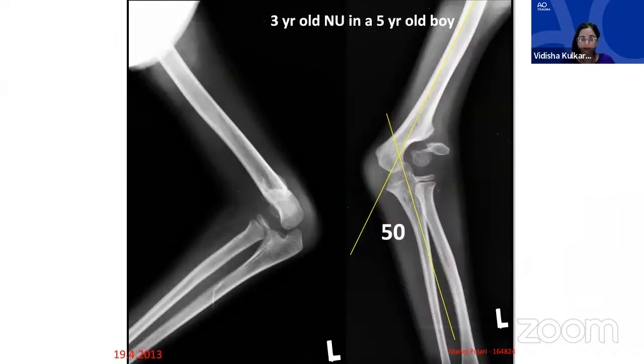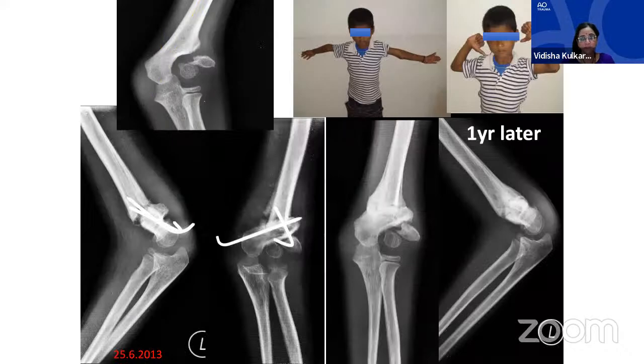Now coming to another case who presented with 50 degrees of cubitus valgus deformity, a 5-year-old boy with a 3-year-old non-union, again done with in situ fusion using K-wires and a corrective dome osteotomy. And this united, this is 1-year follow-up of the same patient. Although there is some FFD, there is reasonable flexion achieved.